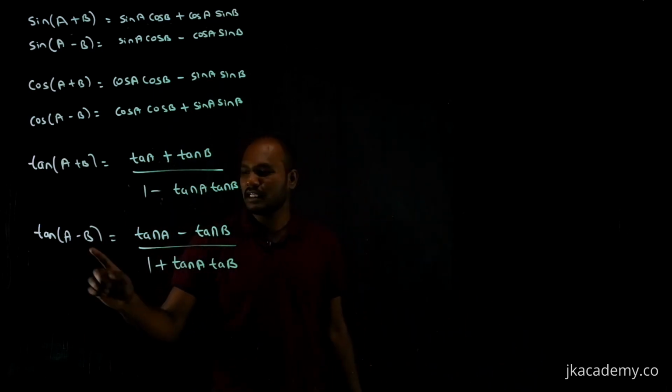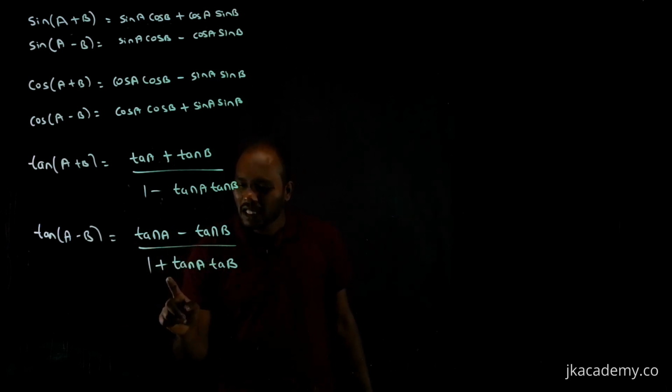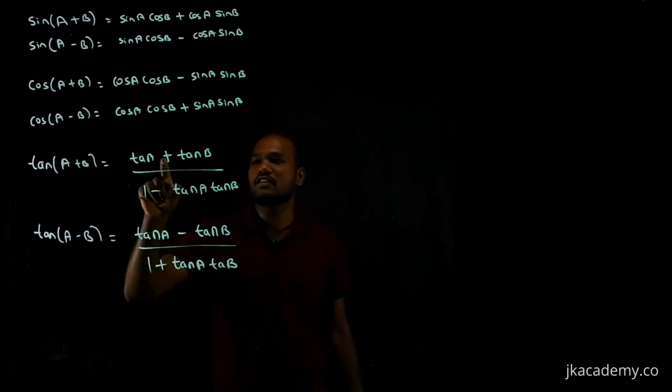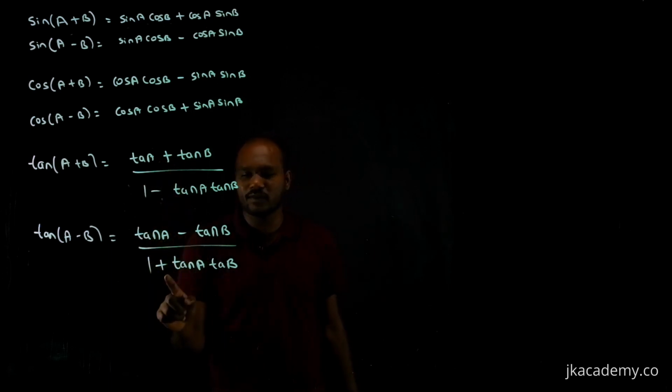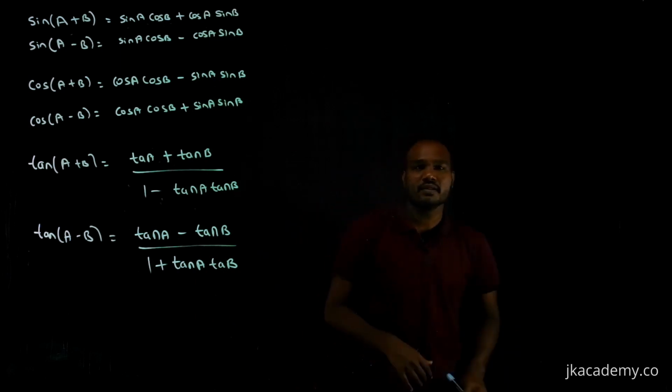Tan of A minus B is tan A minus tan B divided by 1 plus tan A tan B. Here it is 1 minus because there was a plus, I will take minus. So if there is a minus, you have to take plus. Simple. So let's see from the beginning.